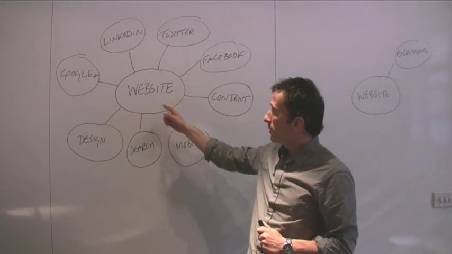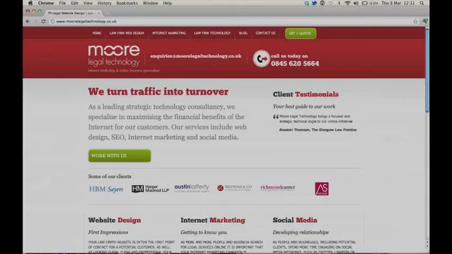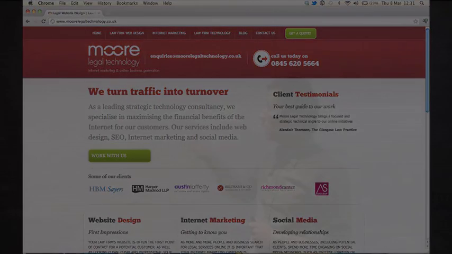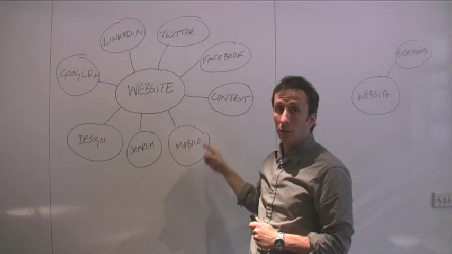Taking the first element, the website, is the most important. That should be your control panel. If you get that wrong, it's unlikely that you're going to be able to achieve any of the other objectives.